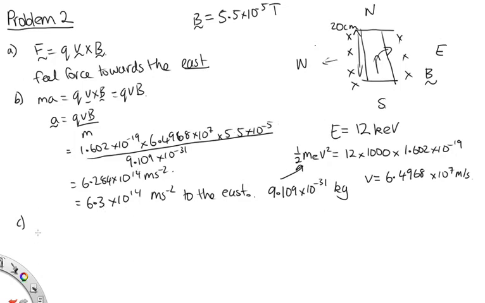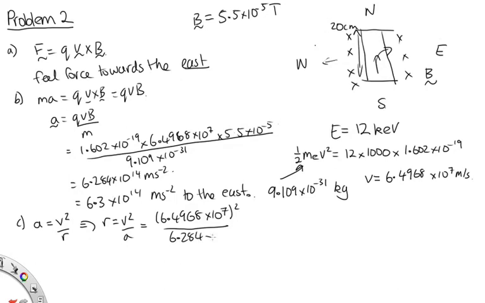We know that it's traveling in a circle with the circular motion formula A is equal to V squared on R. We can use this formula because we know A and we know V to get the radius of the circle about which it's traveling. So R is equal to V squared on A. Let's keep all our significant figures. So V is 6.4968 times 10 to the 7 squared over A, which is 6.284 times 10 to the 14. Solving that, we end up with 6.71653 meters is the radius of our circle.